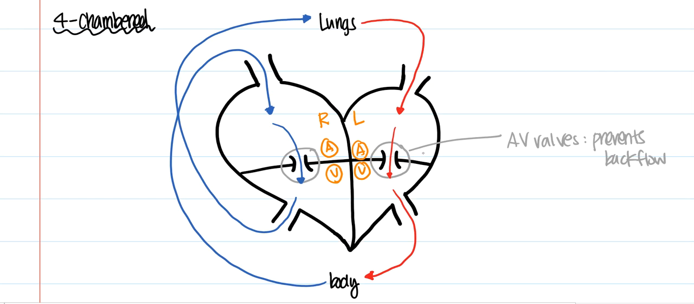A lot of times the AV valves can also be called the bicuspid valves. That's just another name that you can use, and it is used interchangeably.